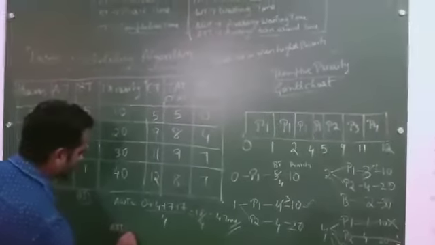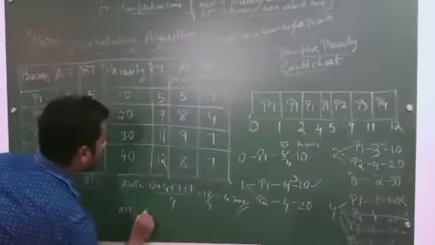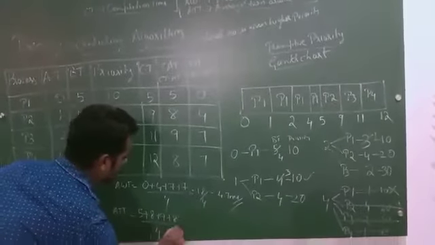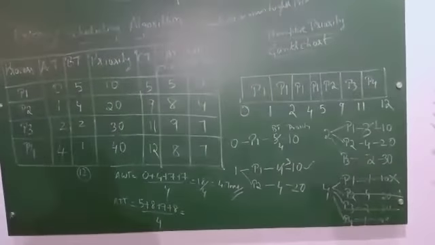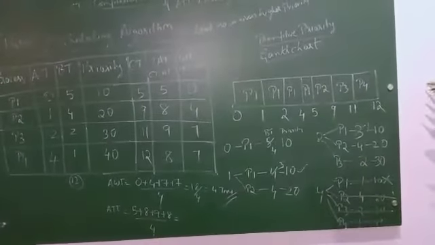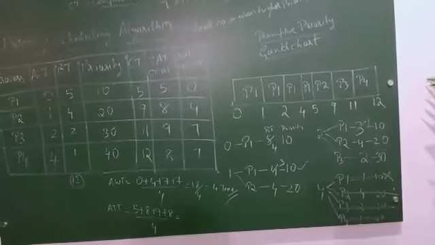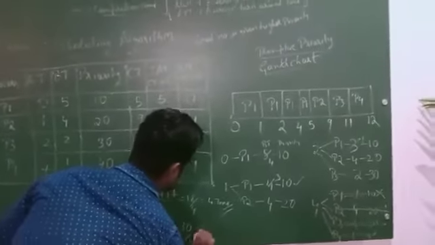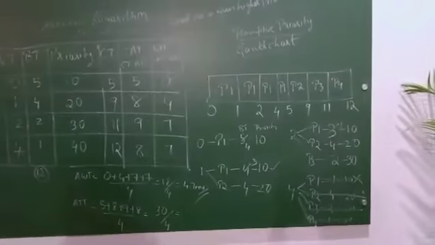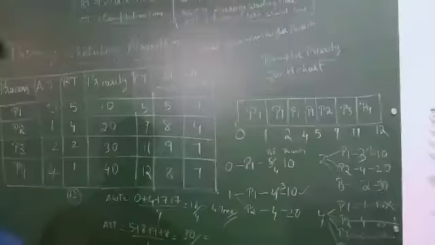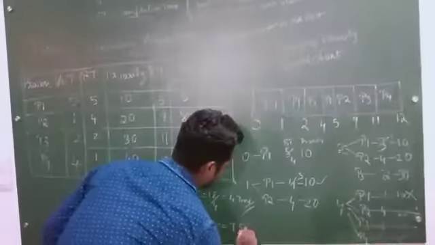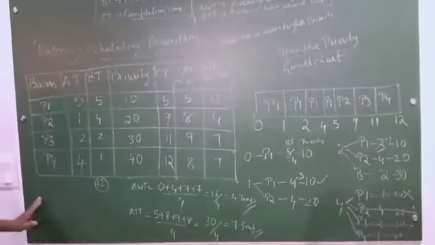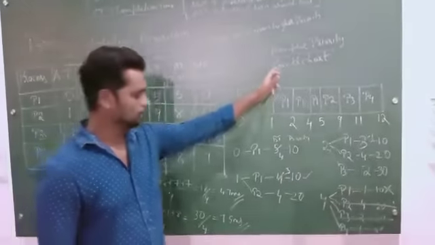And average turnaround time: 5 plus 8 plus 9 plus 8 divided by 4. Again it is 30, 30 divided by 4. You will get 7.5 milliseconds. Yes guys, this is your priority scheduling algorithm for your preemptive.